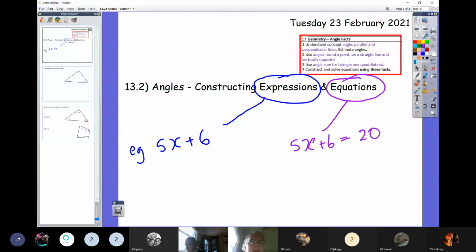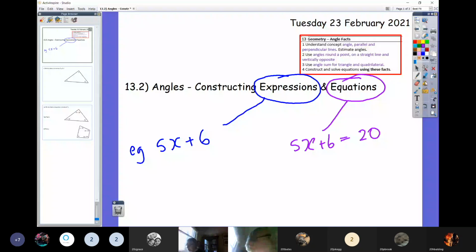It's important to appreciate the difference. An expression is just giving you a few terms. 5x and 6 are terms, but it might be that you can actually construct an equation. And once you've got an equal sign in there, and that's the first part of the word equation, then it is possible to go on and solve them. Okay. So today's worksheet will be a combination of the two.